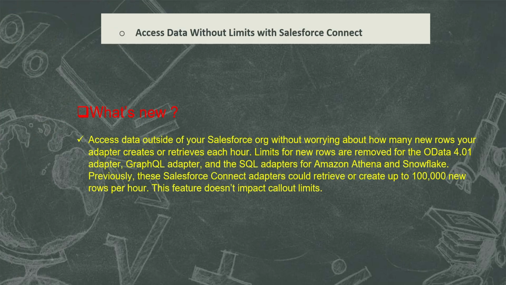So, access data without limit with Salesforce Connect. So what's new in this? You can access data outside your Salesforce org without worrying about how many new rows your adapter creates or retrieves each hour. Limits for new rows are removed for the OData 4.01 adapter, the GraphQL adapter, and the SQL adapter for Amazon Athena. Previously, these Salesforce Connect adapters could retrieve and create 1 lakh new rows per hour. But this feature doesn't impact callout limits.